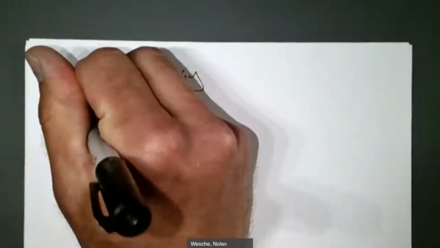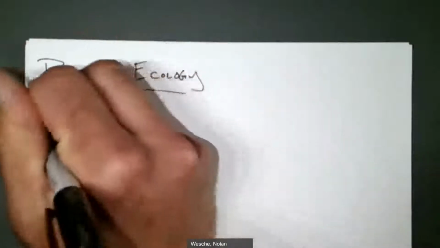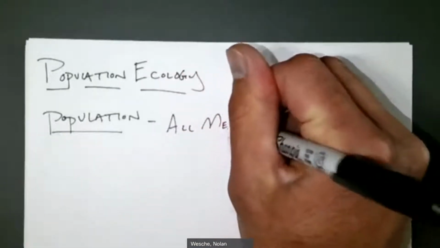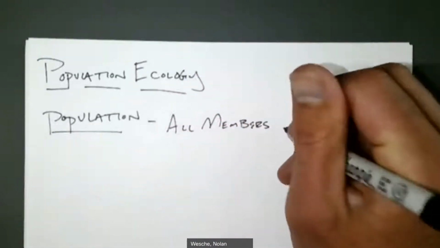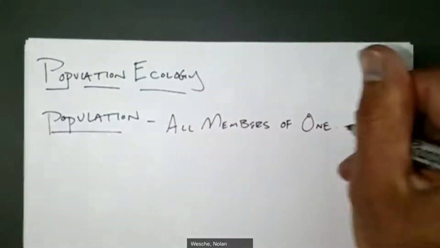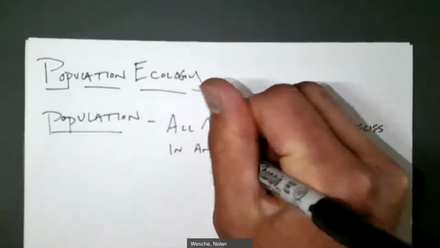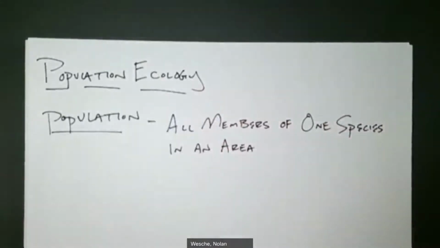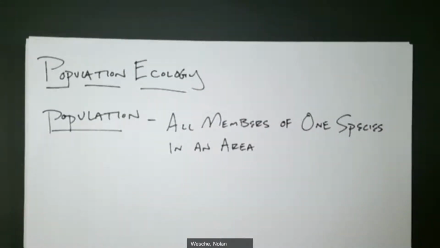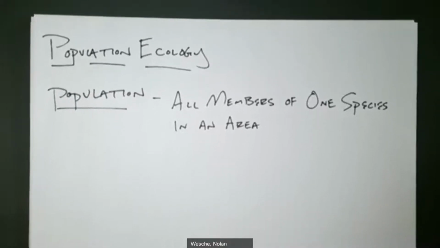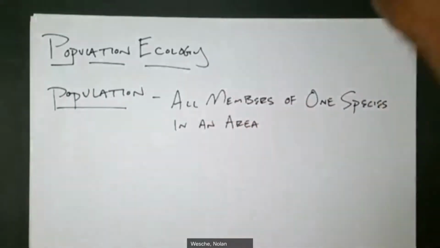We've talked about communities, we've talked about ecosystems. Now we're looking at populations, and these are going to be all members of one species in an area. So all members of just one species in an area. Remember, a species is a group of organisms that must be able to breed and produce viable offspring.